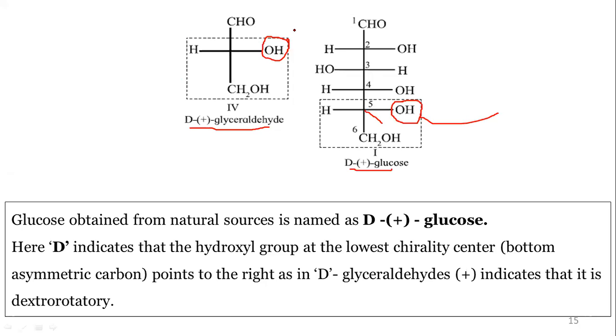The examiner can ask the structure of glyceraldehyde. See the glyceraldehyde structure: CHO, H, OH and CH2OH. This is D-glyceraldehyde. And if they ask for L-glyceraldehyde, you will have to draw this OH on this side, remember, to the left hand side. So this is about the D and L configuration system.